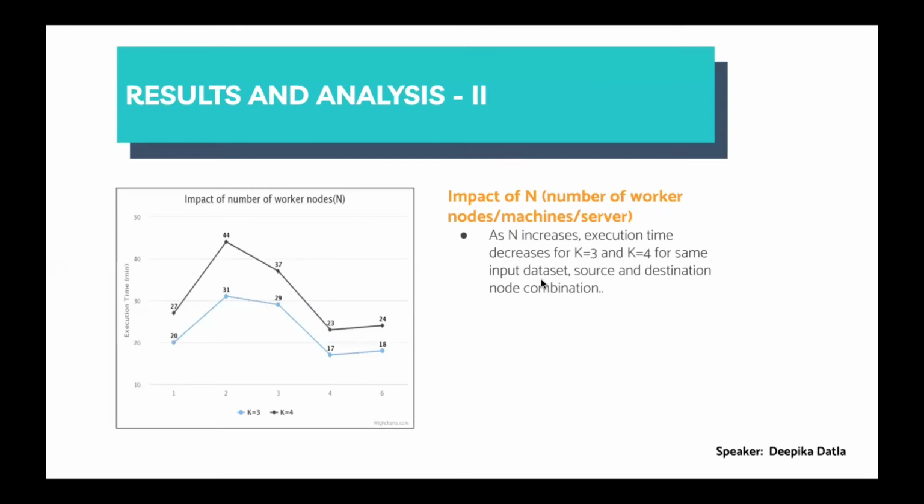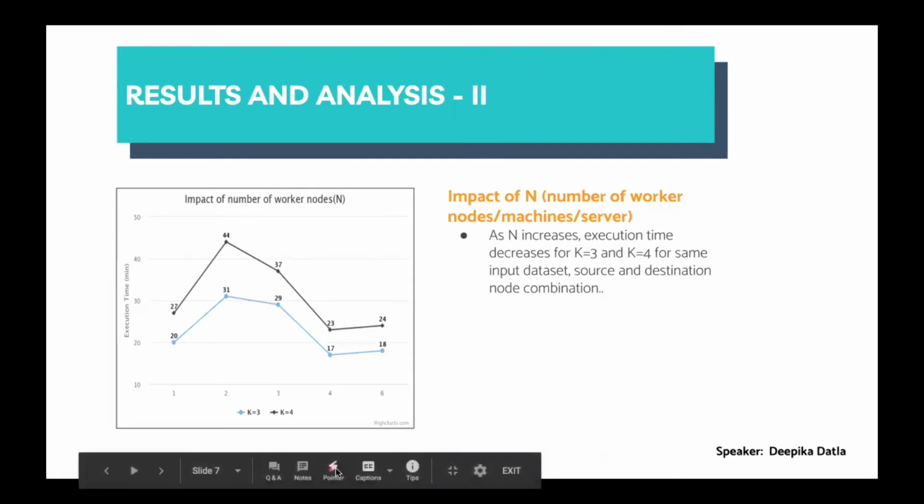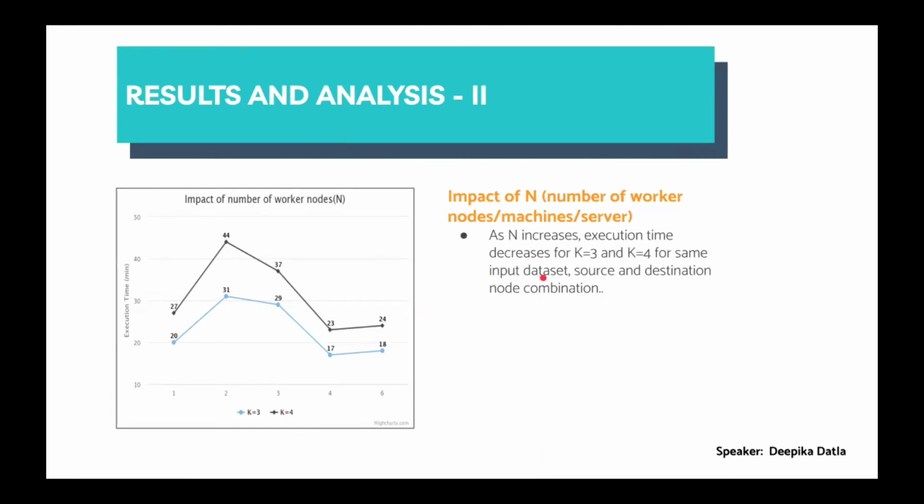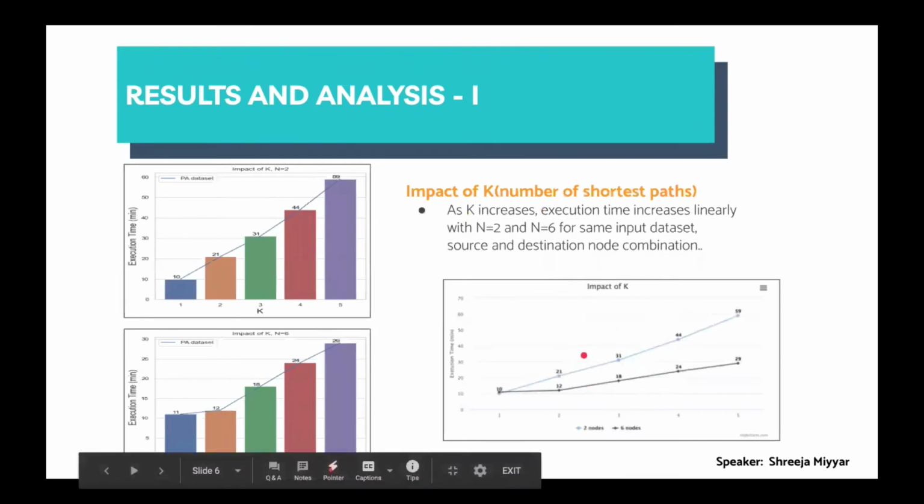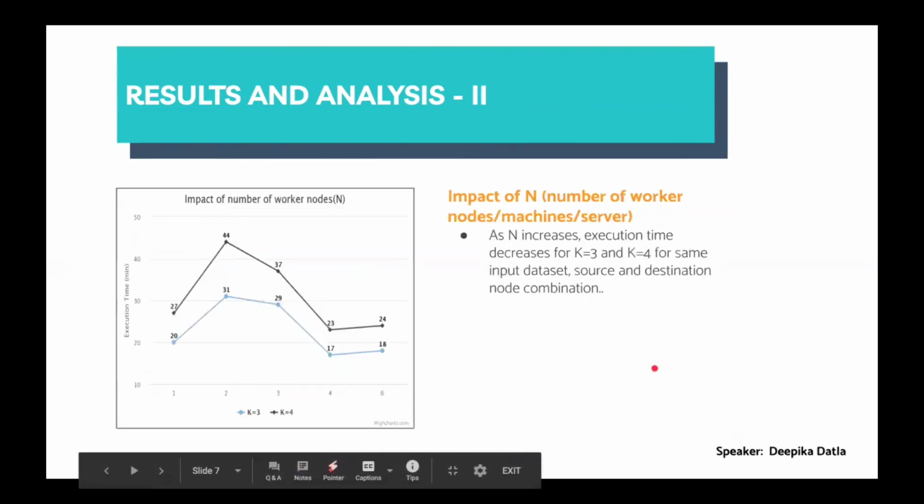Continuing with the result analysis, the next factor that we analyzed was the impact of n, the number of worker nodes assigned, and we could see that as n increased, the execution time decreased. We could also see the same in the combined graph for the impact of K analysis: the execution time with 2 worker nodes was always greater than the execution time with 6 worker nodes for different values of K.